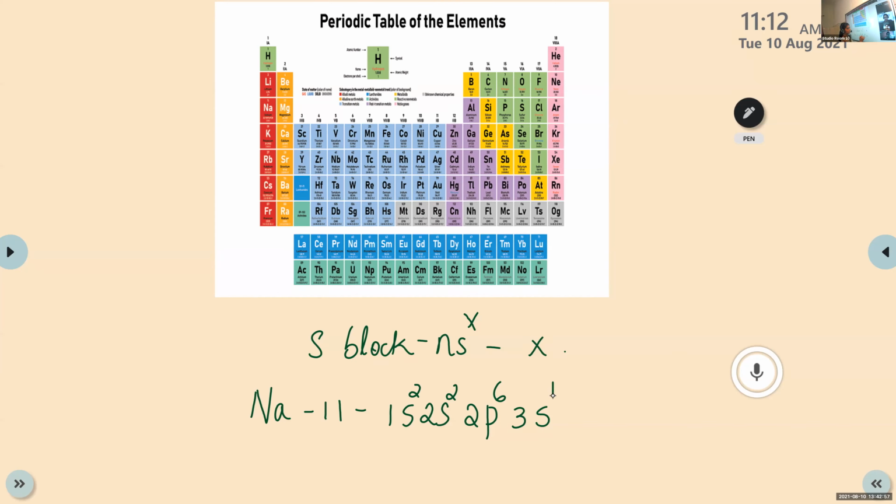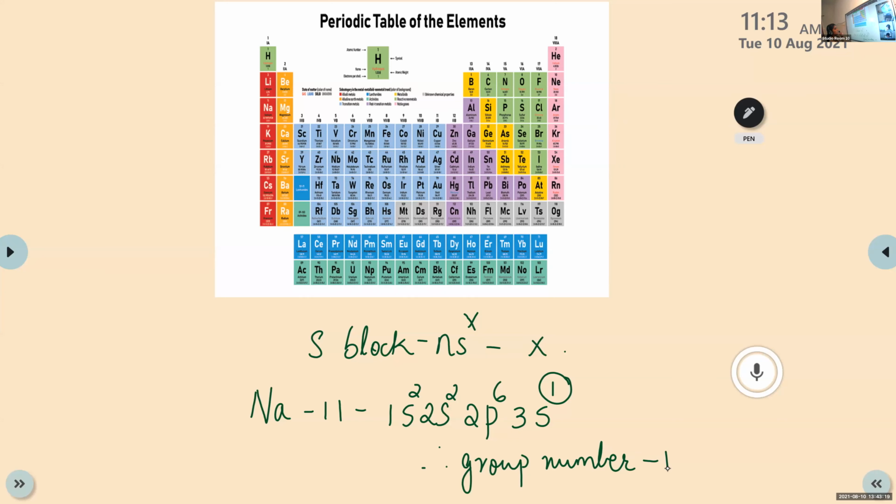Then we learned that the group number can be identified by the number of electrons in the s subshell. So what about the number of electrons in the s subshell? The last s subshell. Valentina? 1. Yeah, it's 1. So therefore the group number is 1.